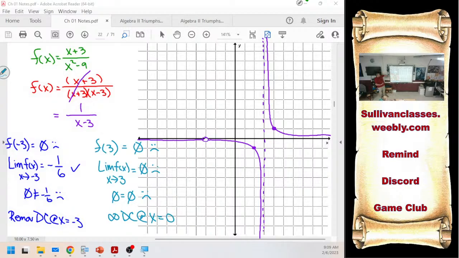Now, I put the graph up here, but look at everything. It was all done on the calculator. All you need to have on your paper, you would say like number 6.